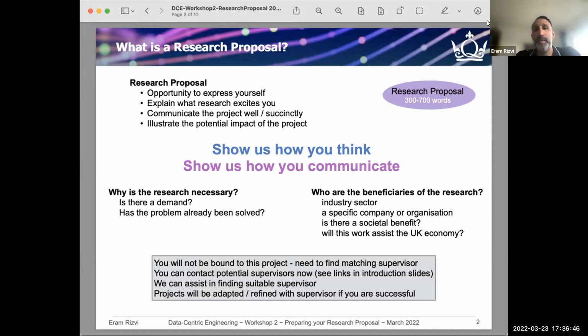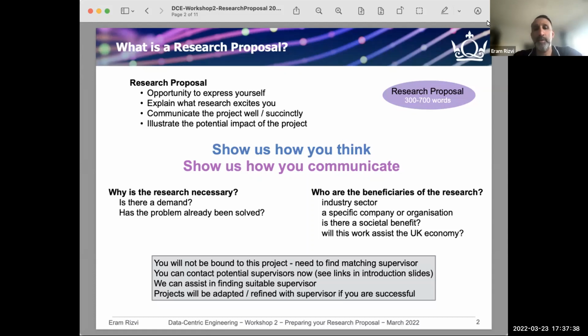What we're looking for is for you to explain what excites you about that particular area of research, and can you get that idea across in a succinct form. The other thing that I want to highlight here is that you should illustrate the potential impact of the project. So what will be the outcome, and how will it influence either yourself, the field that you're doing the research in, your company that you're working for, or whatever it is? What will be the potential impact of your research? Those are the 4 main things, and I'll break that down a little bit for you in the next slides. But the key thing to bear in mind is that I want you to show us how you think, and I want you to show us how you communicate. Those are the 2 really most important things.